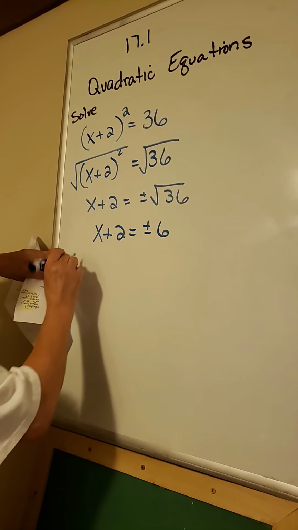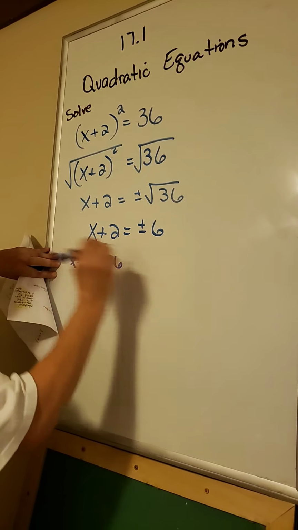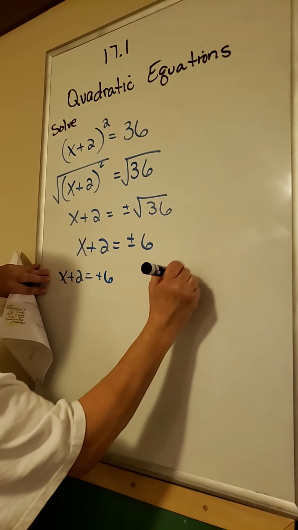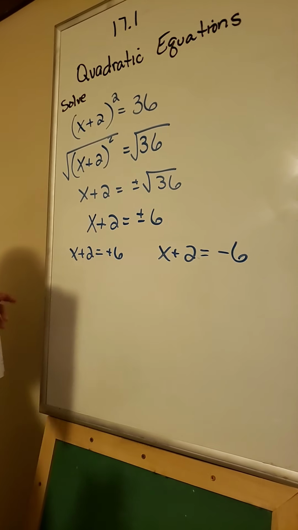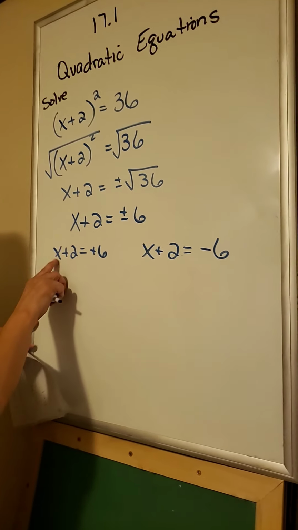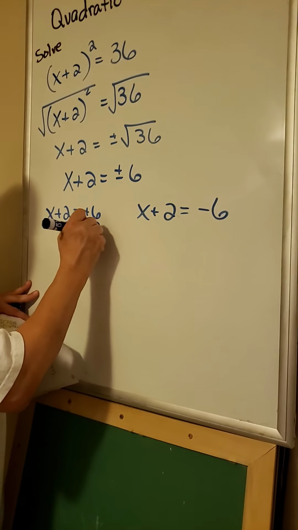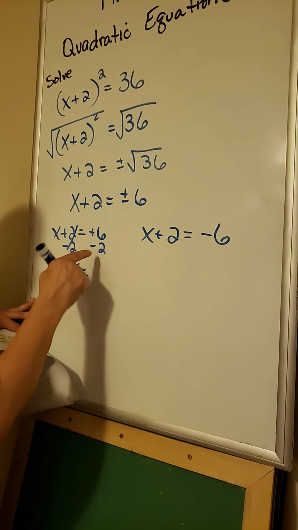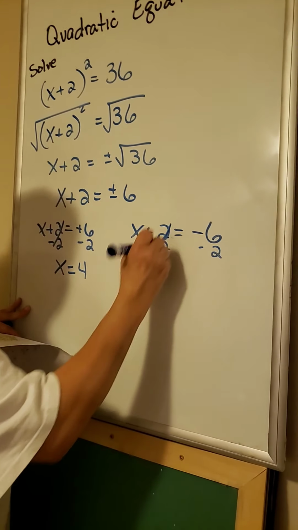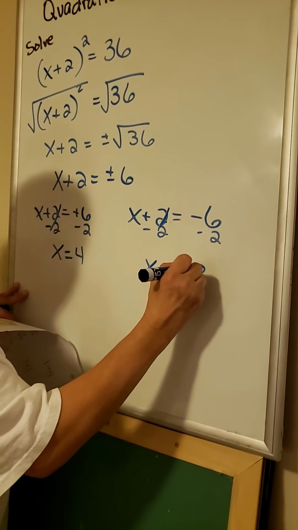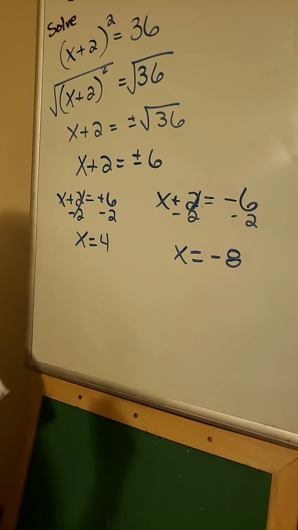You can look at this as x plus 2 equals positive 6, and x plus 2 equals -6. I don't know if writing it this way will be easier for you than the way I just wrote it. So let's go ahead and solve for x. We got x plus 2. We're going to subtract 2 from both sides. That's going to give us 6 minus 2 is 4. Over here, we're going to subtract 2 from both sides. That's going to give us x equals -8. So maybe that's an easier way for you to think about it.